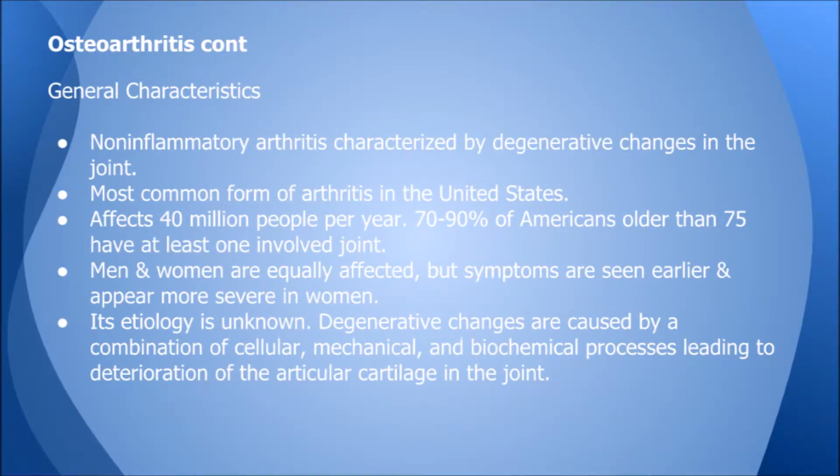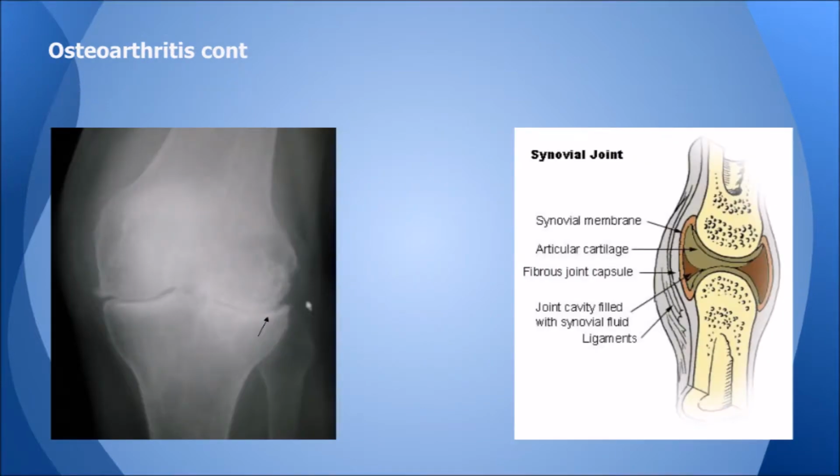Okay, so first we're going to talk about osteoarthritis. It is the most common form of arthritis in the United States, and it's non-inflammatory, and it's characterized by degenerative changes, meaning just a breakdown of your joints over time. This is a slide that shows a normal joint and a joint affected by osteoarthritis.